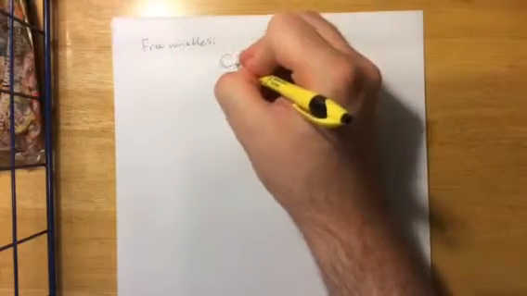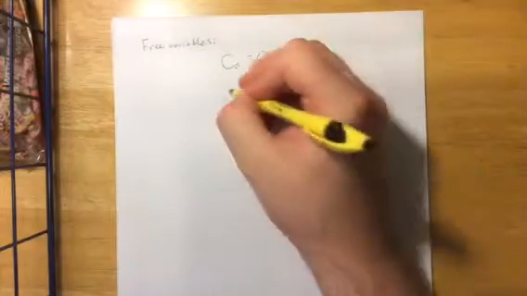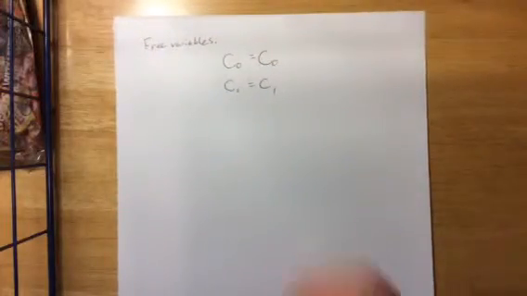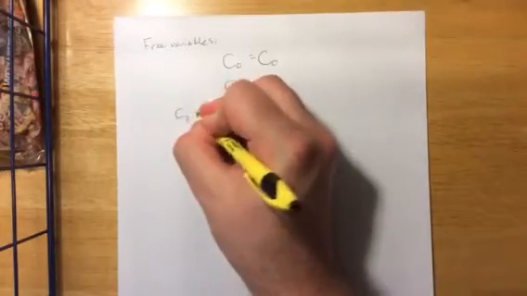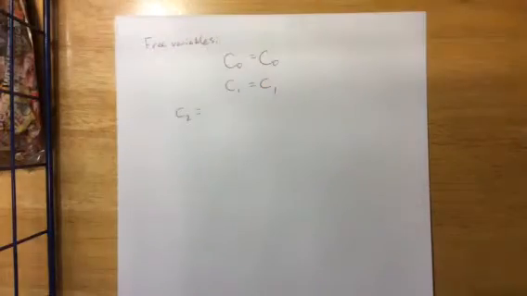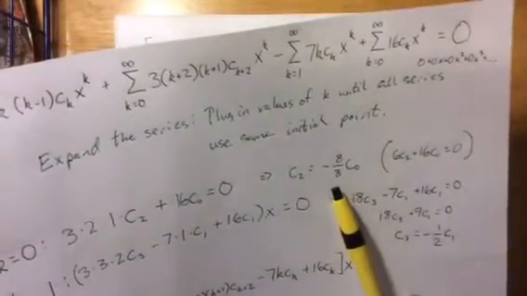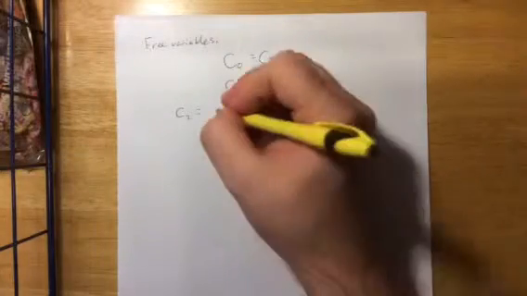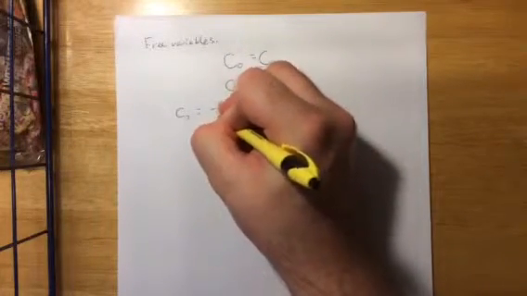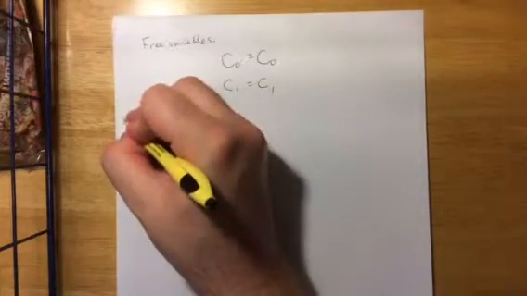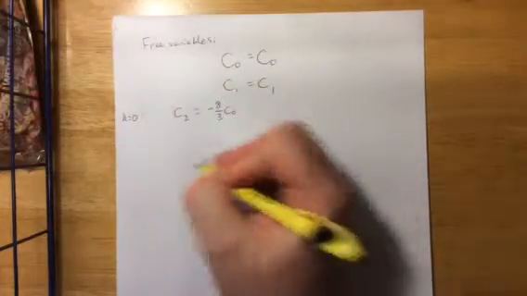Our two free variables were C sub 0 and C sub 1. To establish values for C sub 2, we were able to do that when we plugged in k equals 0. That was this relationship right here. So I'm going to grab that relationship and use it. Negative 8/3 C sub 0. So this was the case of k equals 0.